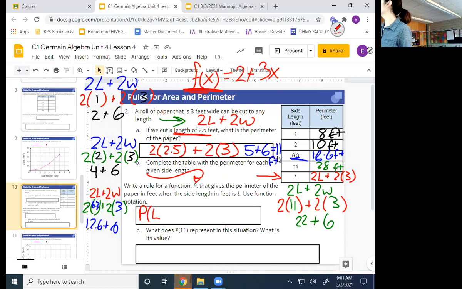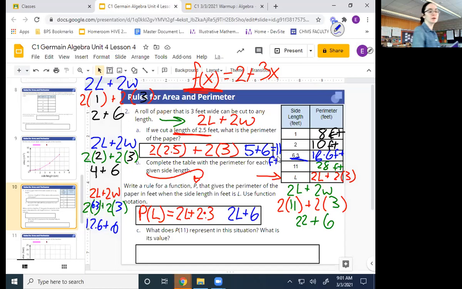P of L is equal to, and now what did you guys write for the right side? There were 4 different ways that you could write this. P of L is equal to, very good, Max. Max said 2L plus 2 times 3. How could I simplify this? How else could I simplify it? Very good, Abby Wasta. Very good, Max. You could simplify it by saying 2L plus 6.